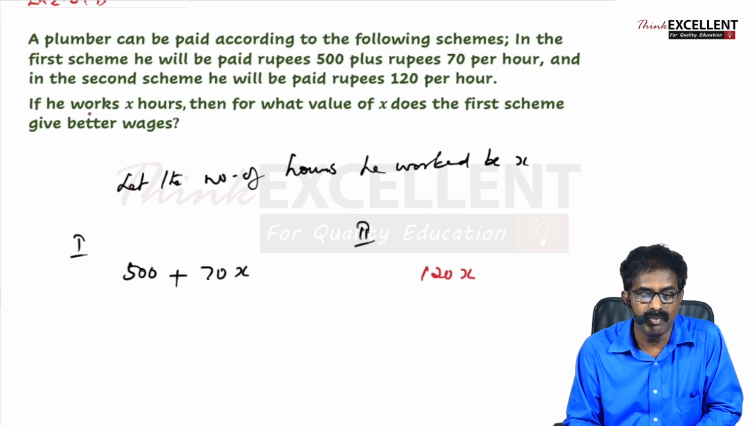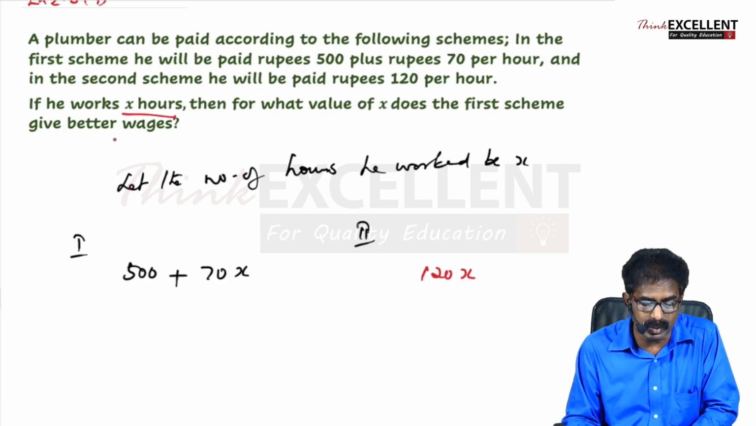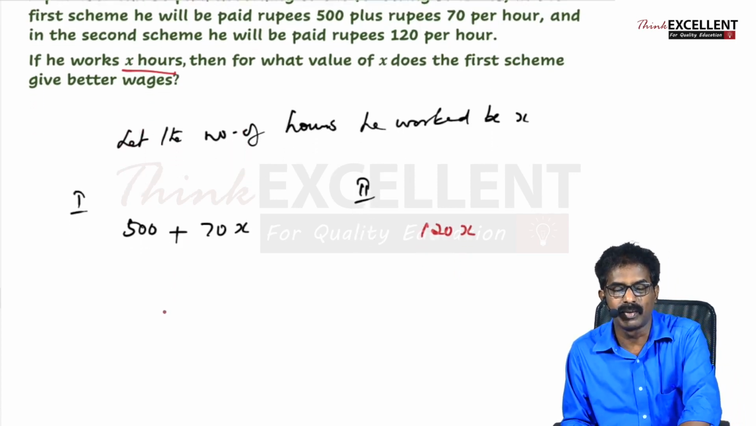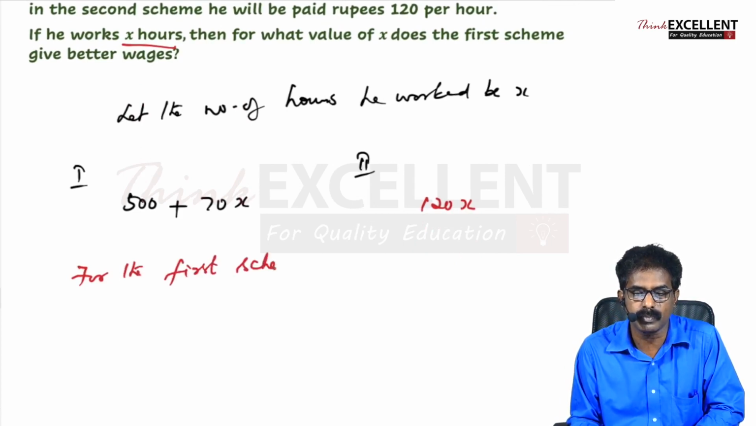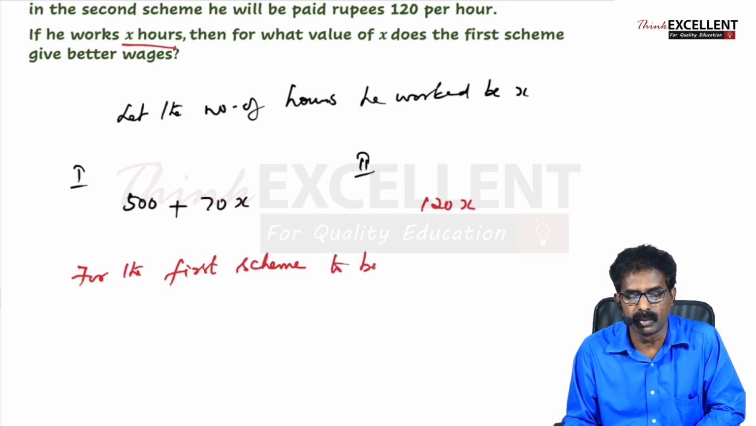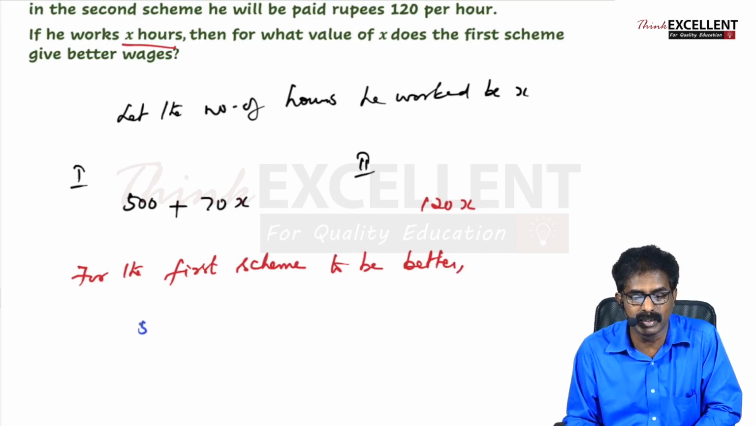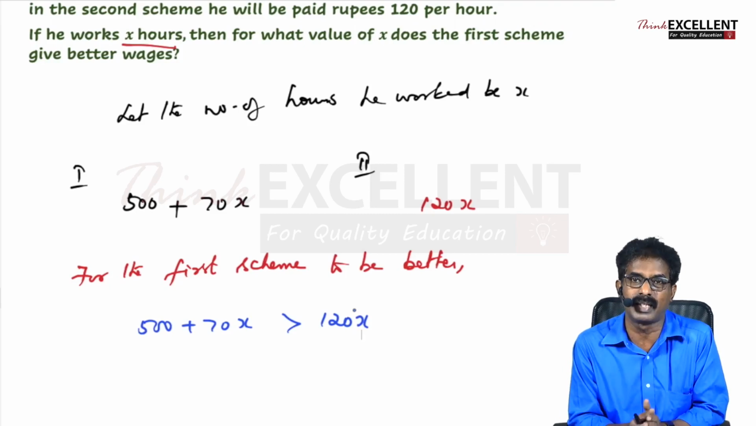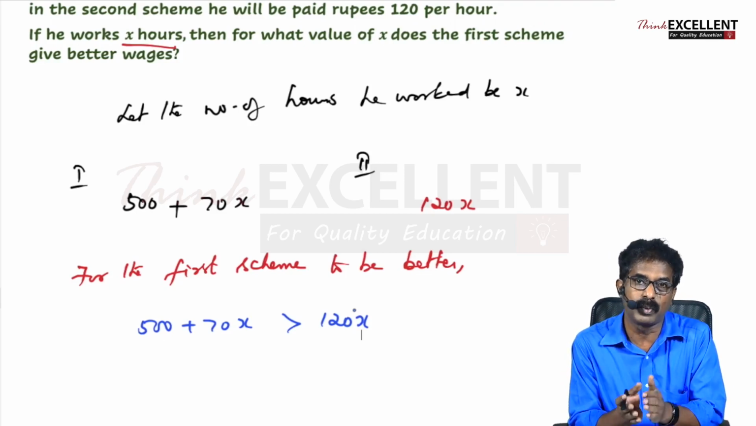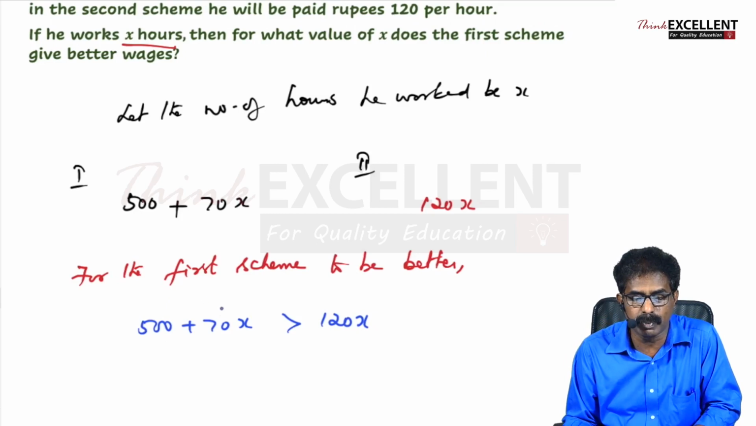Now what's the question? If he works x hours, okay. The question is already given, so no need to specify; let x be as given in the question. Then for what values of x is the first scheme better? For the first scheme to be better, his salary must be more, right? In the first scheme he gets 500 plus 70x, and it must be more than 120x. In the second scheme, for the same x hours, he gets 120x. So better means that amount should be more. So 500 plus 70x is greater than 120x.